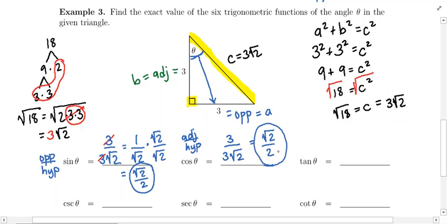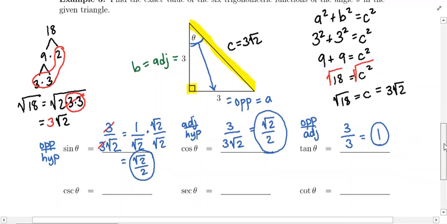Okay, sine and cosine are equal here. All right, moving on to tangent. Tangent is opposite over adjacent. So let's go grab the opposite side. The opposite side is 3. The length of the adjacent side is also 3. So you get a tangent of 1 here. Nice and easy number there.